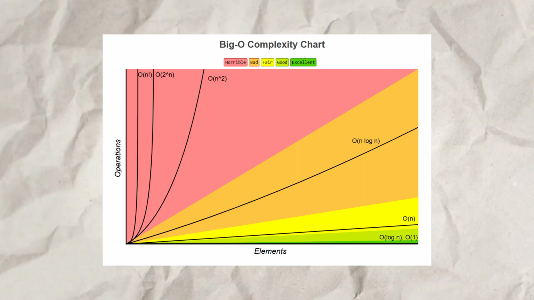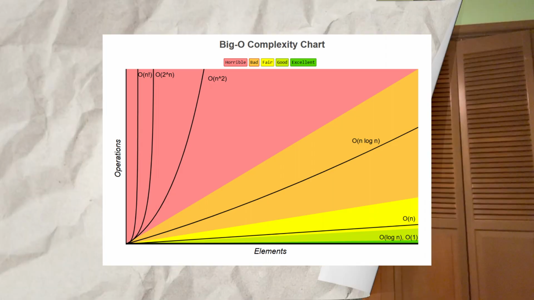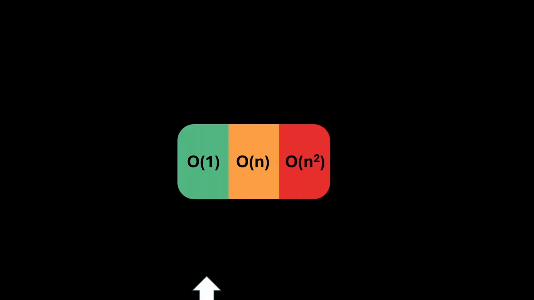And this just shows a graph of all the different time complexities, but the three main ones I'm going to be talking about in this video are O of 1, O of n, and O of n squared. So that's pretty much the basic definition of time complexity. Space complexity, on the other hand, is a little bit different, but I'm going to be talking about that later in the video, so stick around for that.